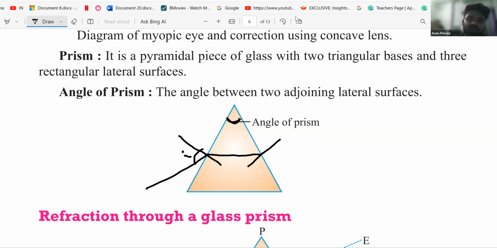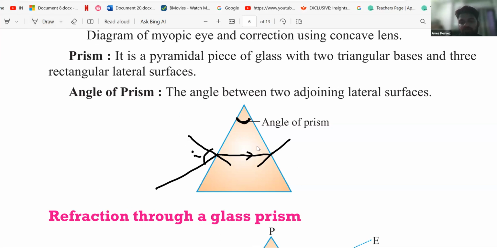Now this is the normal line, and the light is coming from a denser to a rarer medium, so this is the normal. It should go like this, but it should bend away from the normal, because we can simply say that it is moving from denser to rarer medium, so it should move away from the normal. Okay, got it? So it should bend like this.